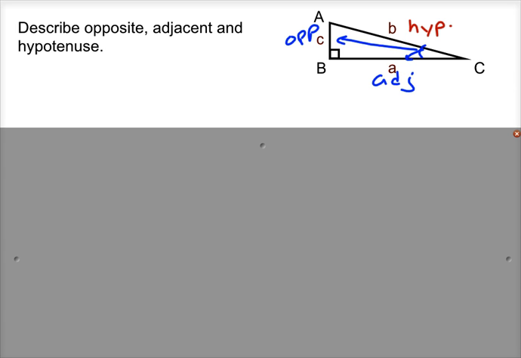But instead of talking about angle C, what if you were talking about angle A? Well, if I'm talking about angle A, opposite means across from. So across from angle A is side A. And adjacent, right next to it, would be side C. So when we start talking about the tangent ratio, just remember, hypotenuse is always the longest side across from the right angle. Adjacent and opposite change depending on which angle you're talking about. So adjacent is the side next to, opposite is the side across from.